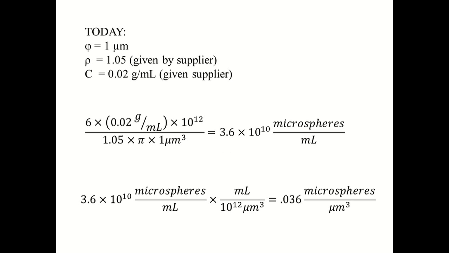In our experimental demonstration today, we will use fluorescent microspheres that are 1 micrometer in diameter. The colloid solution comprised of these microspheres has a density of 1.05 and a solid concentration of 0.02 grams per milliliter, as provided by the industrial supplier. Utilizing the formula we just derived and the given parameters, our colloid solution contains 0.036 microspheres per cubic micrometer.